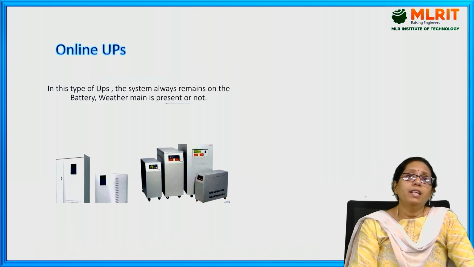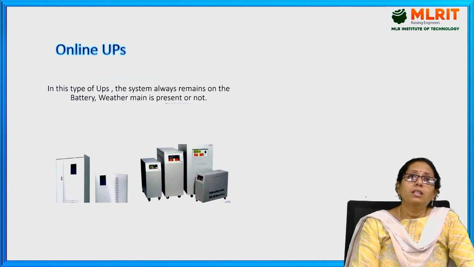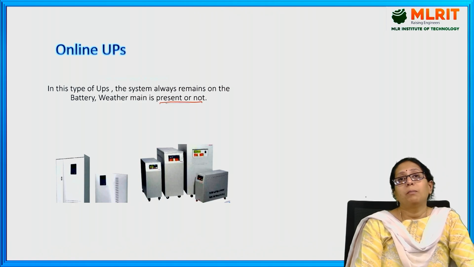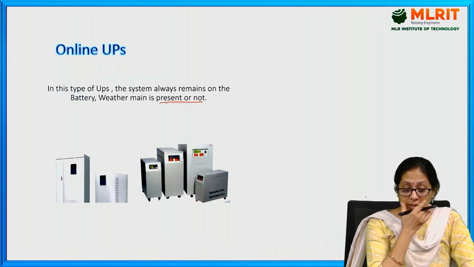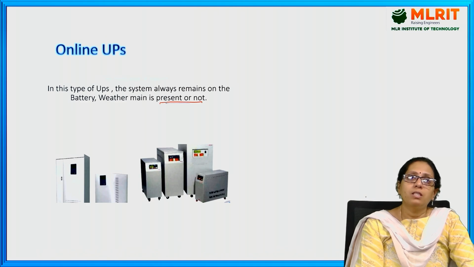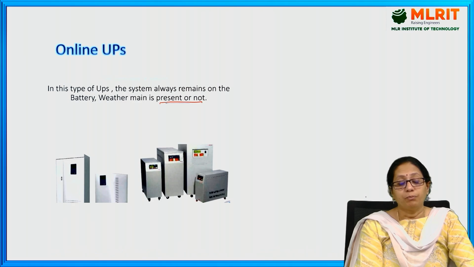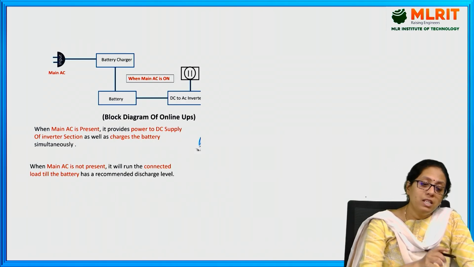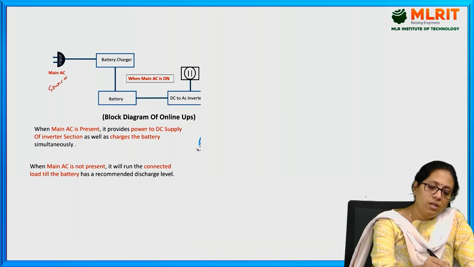What is online UPS? In this type of UPS, the system always remains on the battery, whether the main supply is present or not. By using the batteries, we can provide the supply to the load which is connected to this particular UPS. Here you can see this is the main source.